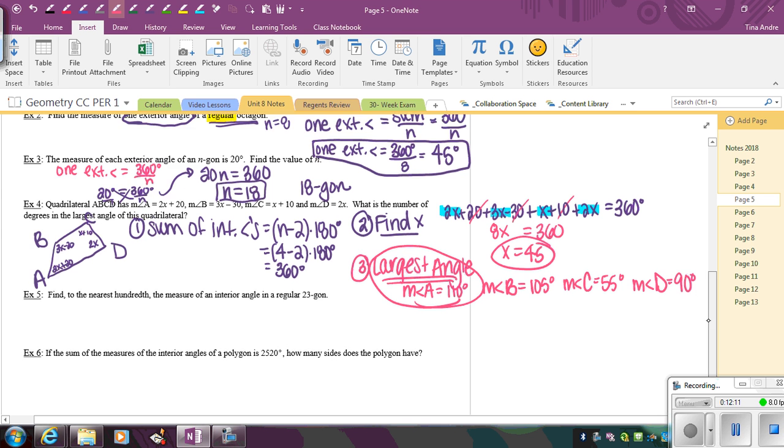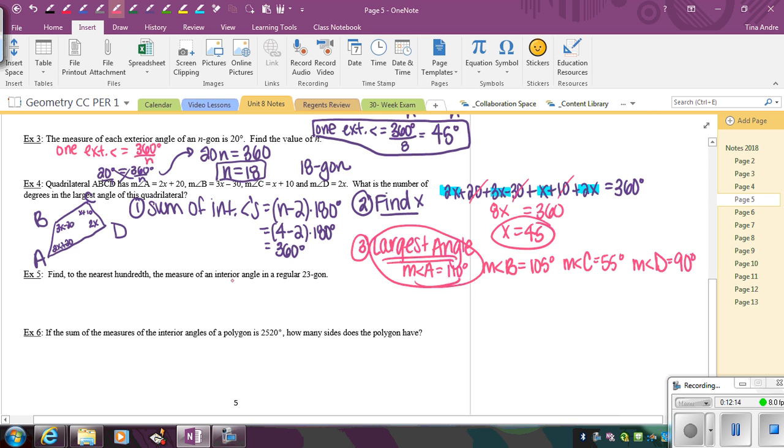So then the next one here: find, to the nearest hundredth, the measure of an interior angle in a regular 23-gon. So you're trying to find the measure of one interior angle. The first thing you want to do is, if you know that the sum is n minus 2 times 180, and you want to find one of them, well, there's 23 angles. So to find one interior angle, it's going to be the sum divided by the number of sides or number of angles. And in this case, the sum is n minus 2 times 180, over n. So this is the formula we're going to use.